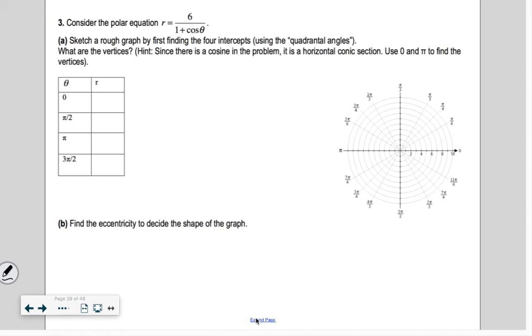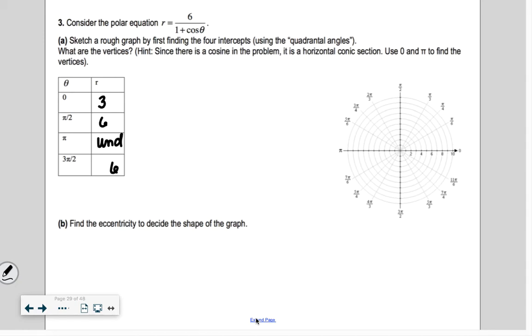All right, so consider the polar equation r equals 6 over 1 plus cosine theta. So again, quadrantal angles. If I plug in 0, I have cosine of 0, which is 1. So 6 over 2 is 3. If I plug in pi over 2, cosine of pi over 2 is 0. So I have 6 over 1 is 6. If I plug in pi, it is undefined. Something weird. And if I plug in 3 pi over 2, I get 6.